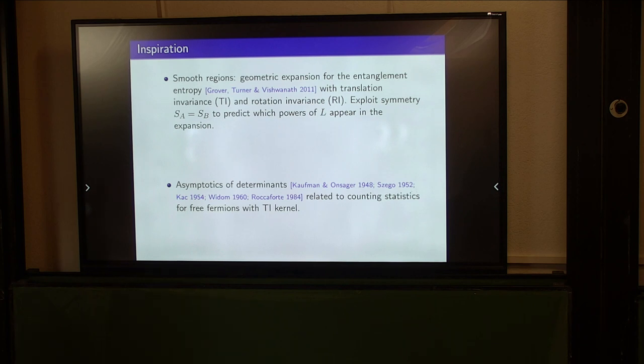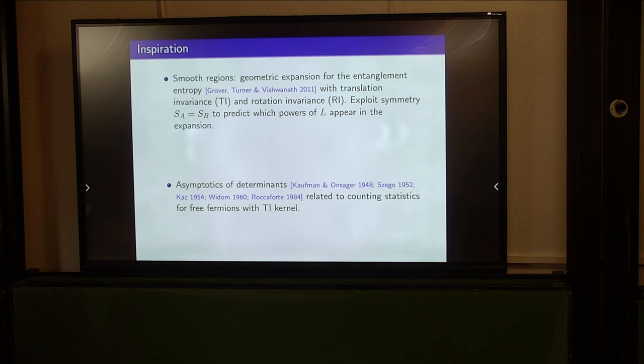Sorry, Jean-Marie, I'm not sure I understand, but when you say you exploit the symmetry S_A equals S_B, is it an assumption or a consequence of these invariances? The entropy of a pure state, this is always the case. So S_A always equals S_B. And I forgot to say, for the quantity I look at, it's also obvious. It doesn't depend on the shape of A or any other properties. It's just the fact that there are two pure states, and you directly get it.